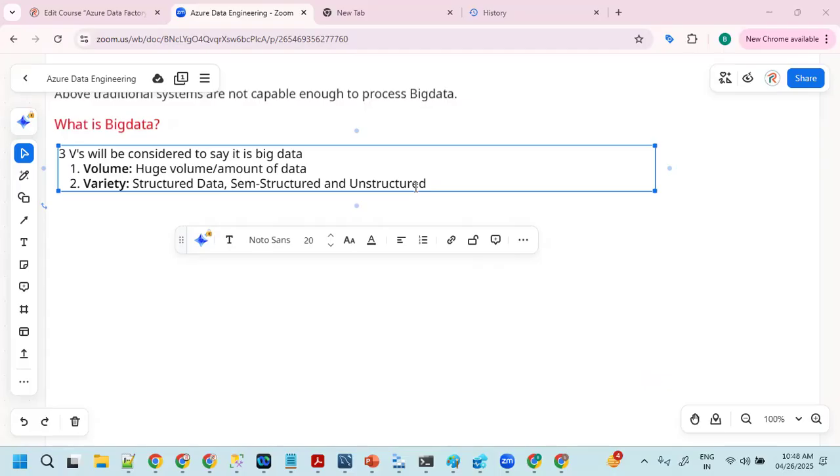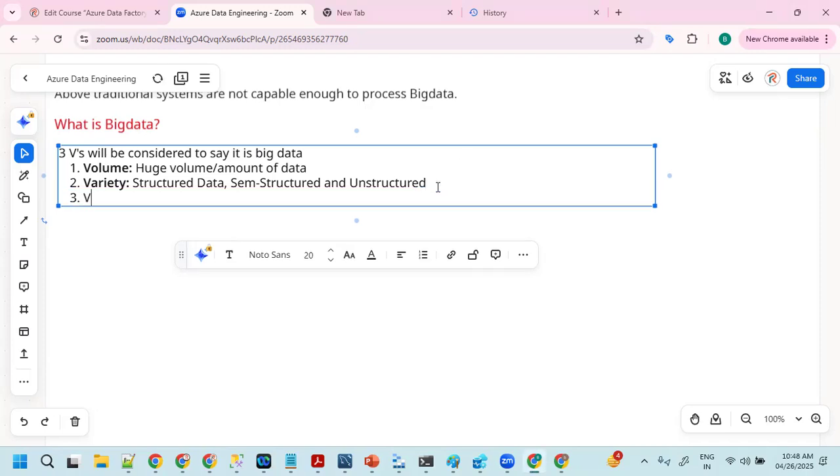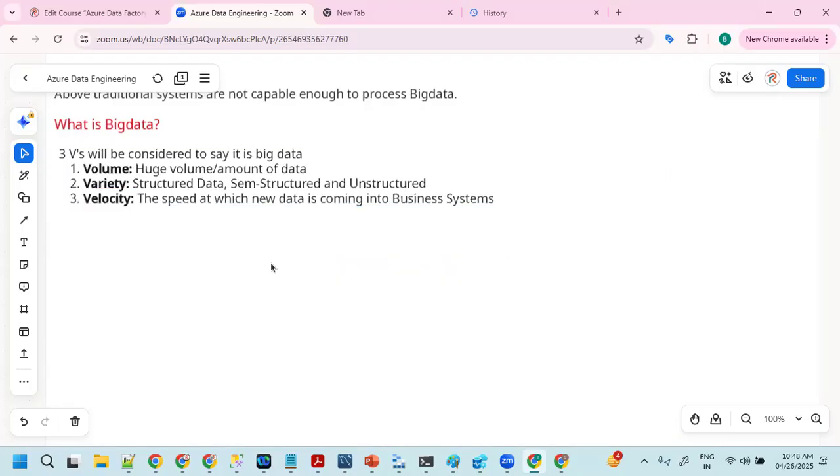So volume is one of the characteristics, variety is one of the characteristics, and the other characteristic is velocity. These three are enough for us. Velocity means the speed at which new data is coming into business systems. So how fast you are generating the data, meaning your business. If you take a Flipkart or a Facebook, the data is going to be generated very fast. So that is what it is going to decide: how fast the data is going to be generated and come into the business systems. On that basis also we can say it is big data.